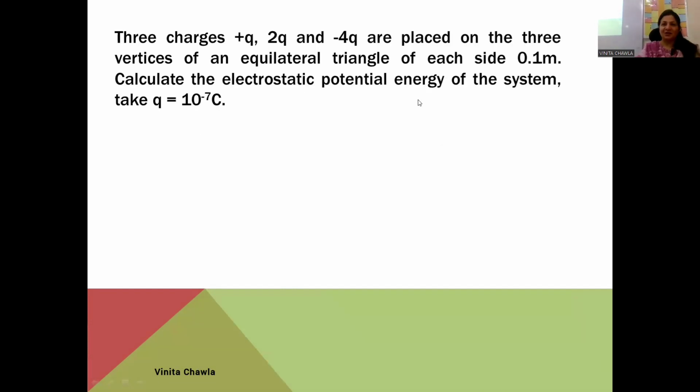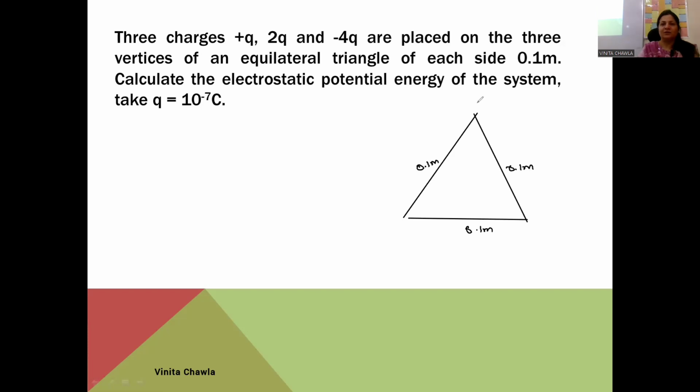So we have a question now. We have three charges: plus Q, plus 2Q and minus 4Q. They are placed on the three vertices of an equilateral triangle of side 0.1 meter. So let's draw an equilateral triangle first. So we have a triangle and this is an equilateral triangle. All sides are equal to 0.1 meter.